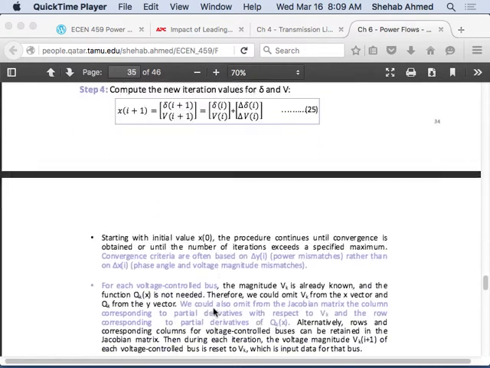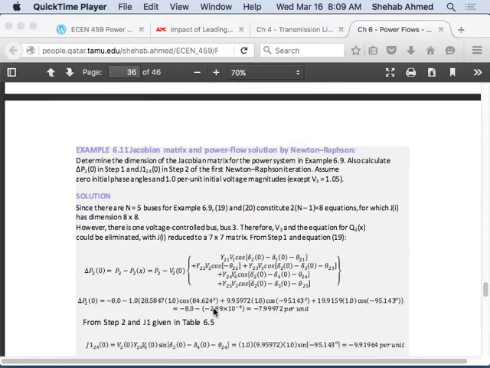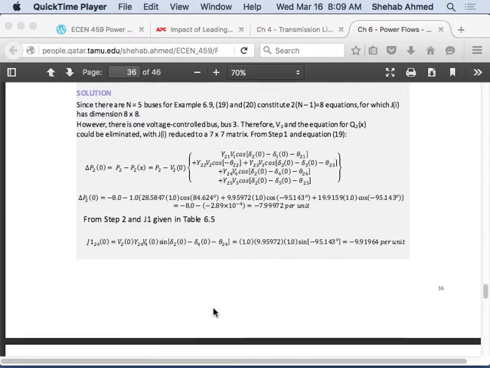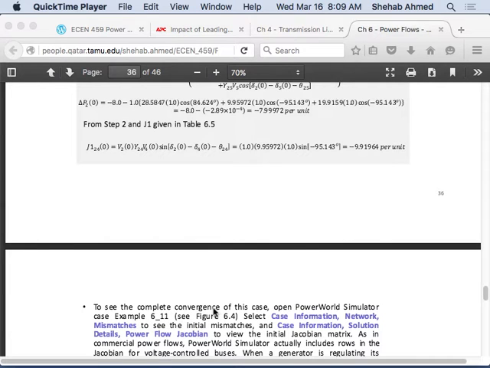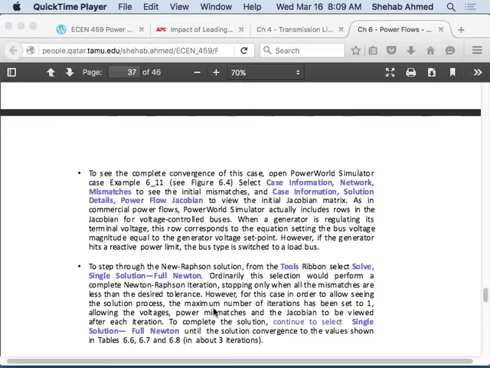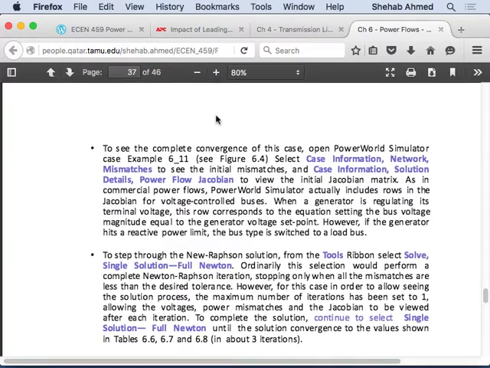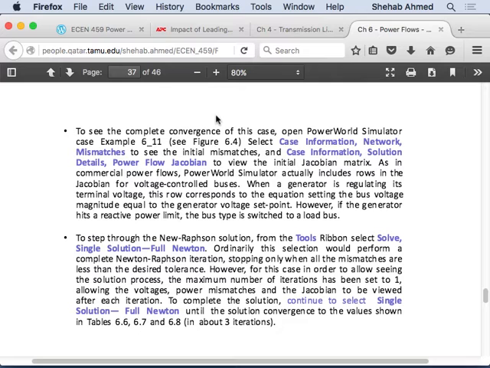Okay. So this is where we stopped last time. We calculated an element of the power mismatch vector, and then we calculated an element in the Jacobian matrix. I'm not going to go through and calculate everything. In the homeworks, you have something like that where you can go through. The nice thing about Power World, as I said, is it uses this Newton-Raphson method to calculate the power flow.